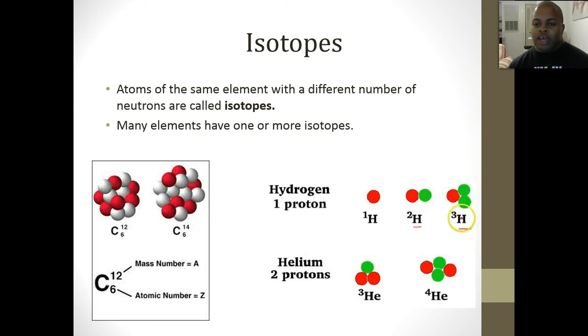And again, tritium, which we have here, has 1 proton but 2 neutrons. This causes us to have a different mass, therefore a different isotope of the same element. Each time we still only have 1 proton. Similar thing for helium here.